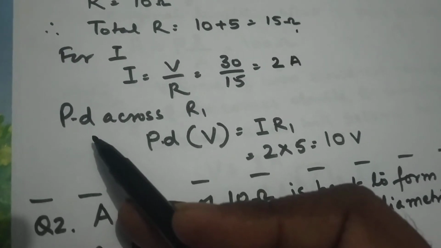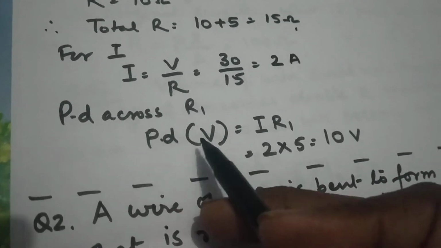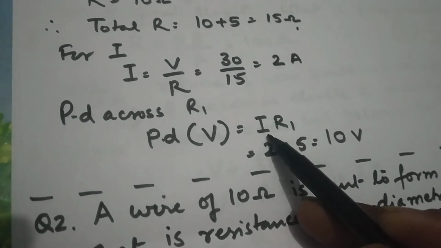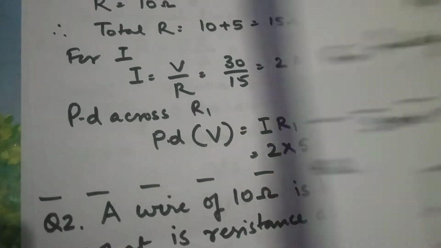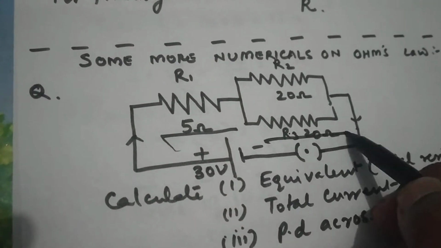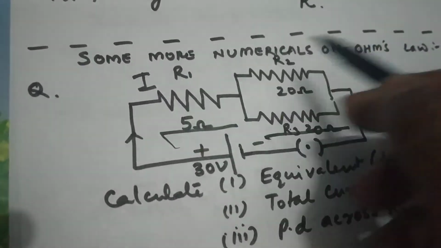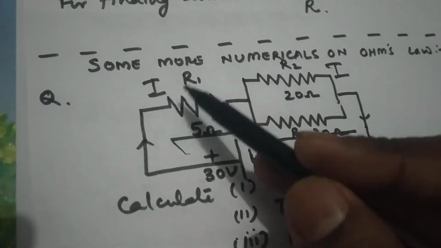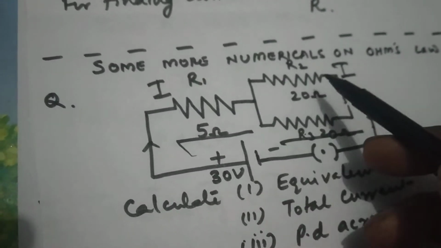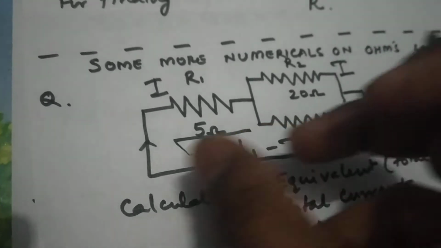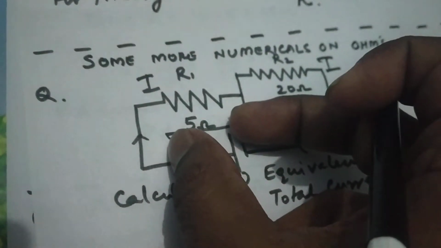Now if you want to find the PD across R1, what is the voltage across R1? You have to use I times R1, because the current is common in both parts of the circuit. If you look at the diagram once again, the current in this and the current in this are going to be the same. Can you tell me why? Because these two portions are connected in series, and in series the current is the same. Let's forget this portion at this moment, because we have to deal with this portion only. Here the current is the same as what you have found just now, 2 ampere.